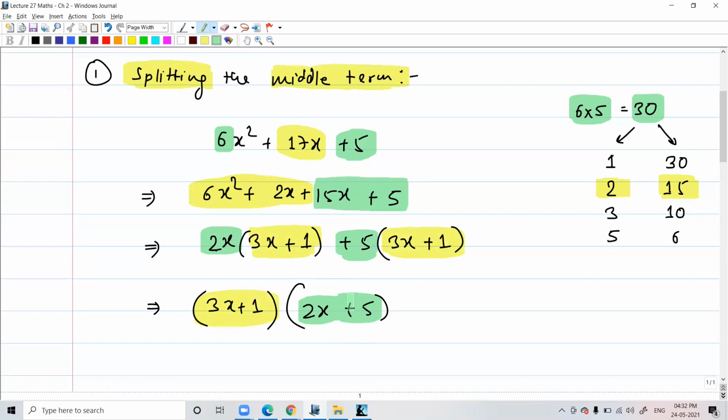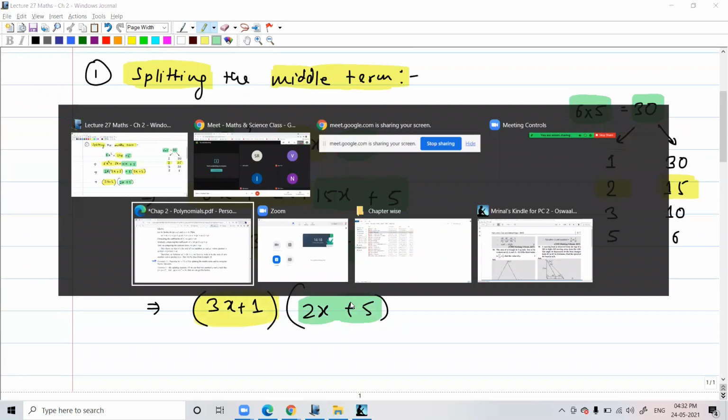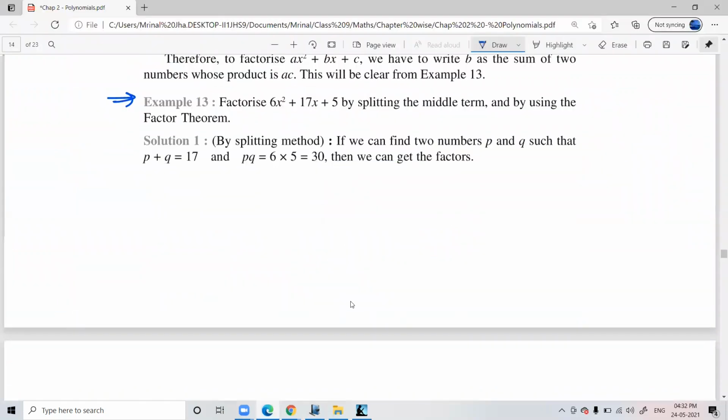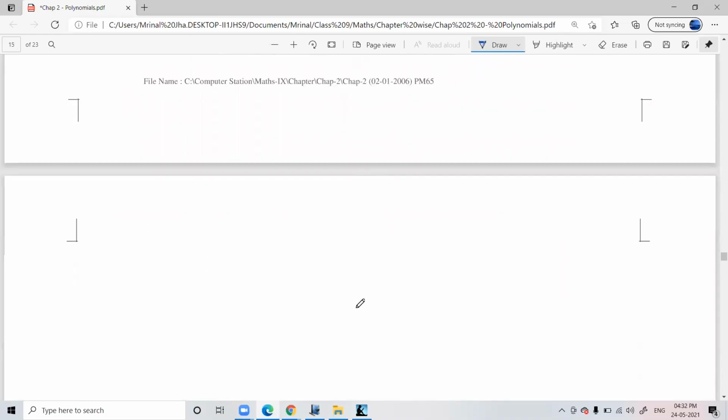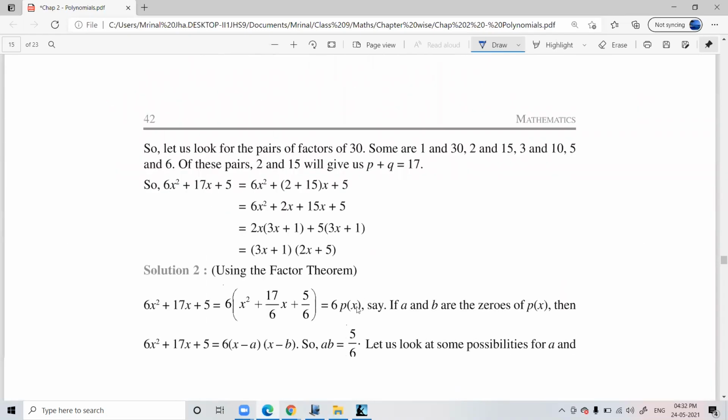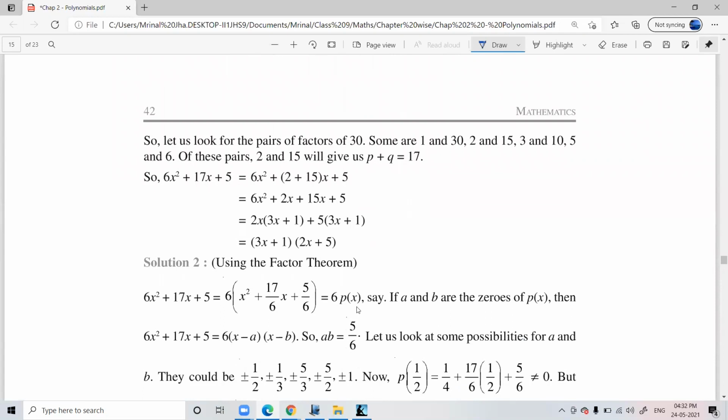So these are the two factors using the splitting the middle term method. So let's look at it. As you can see, we have found out these two factors, 3x plus 1 and 2x plus 5. Now we have to do the same thing using the factor theorem.